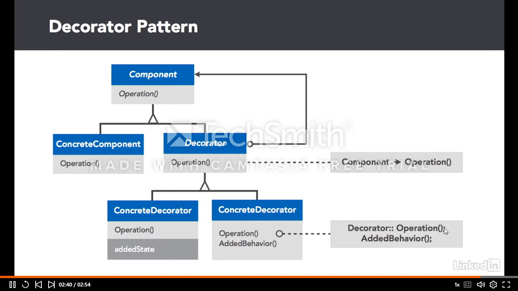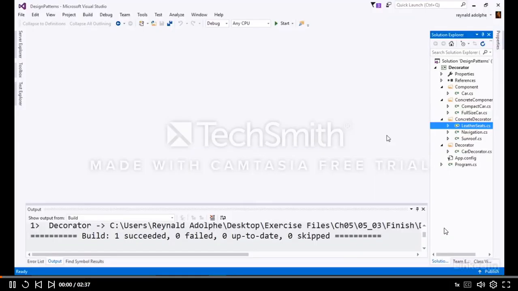And lastly, we have concrete decorator. For us, that could be a leather seat or navigation. That adds responsibilities to the component. Let's go ahead and take a look at some code to solidify this. I'm going to continue with the car example, so let's open up the solution for decorator from your exercise folder, and I'll step through this code.